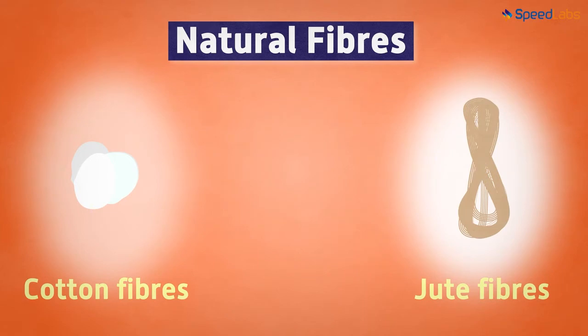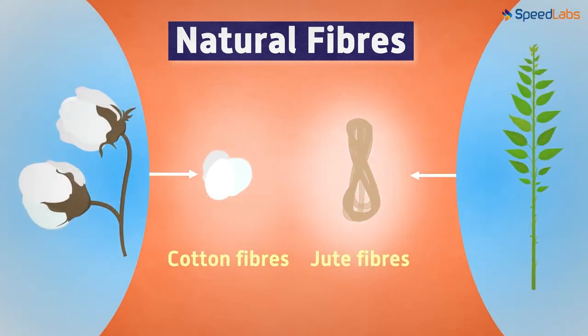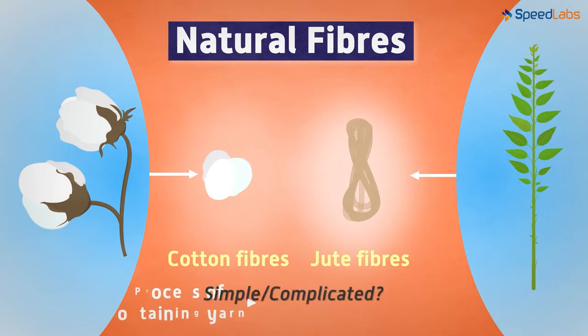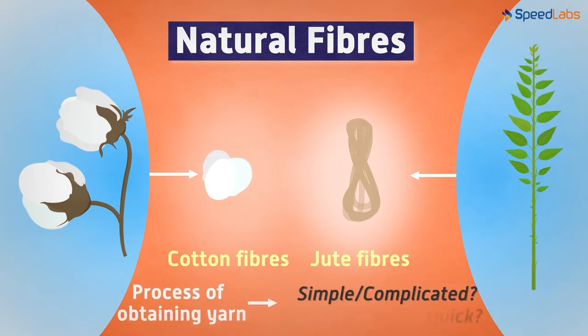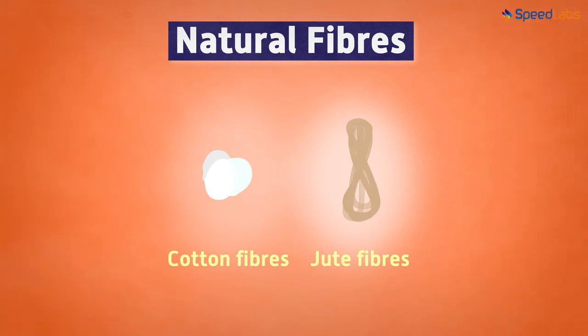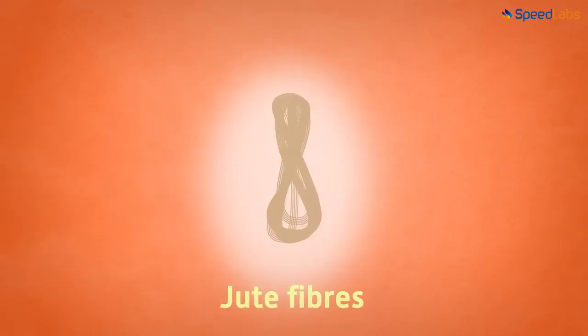But how are fibers obtained from these plants? Are these simple or complicated processes? Do the processes consume a lot of time or get done quickly? Let us answer these queries with examples. To begin with, we take jute first.